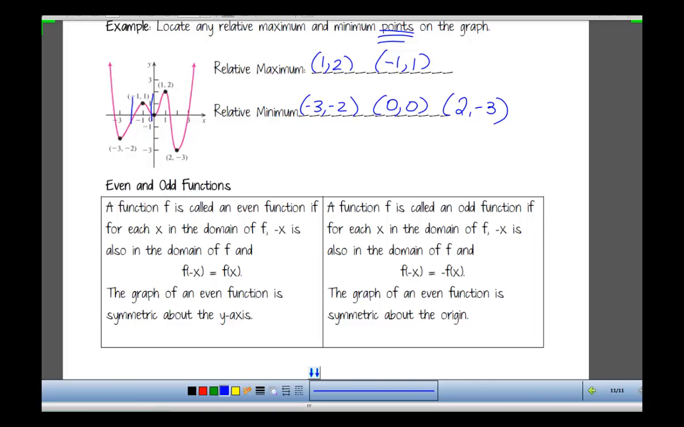A function f is called an odd function if for each x in the domain of f, negative x is also in the domain of f, and f of negative x equals, excuse me, negative f of x. The graph of an odd function is symmetric about the origin. Okay, put odd there. It's symmetric about the origin.